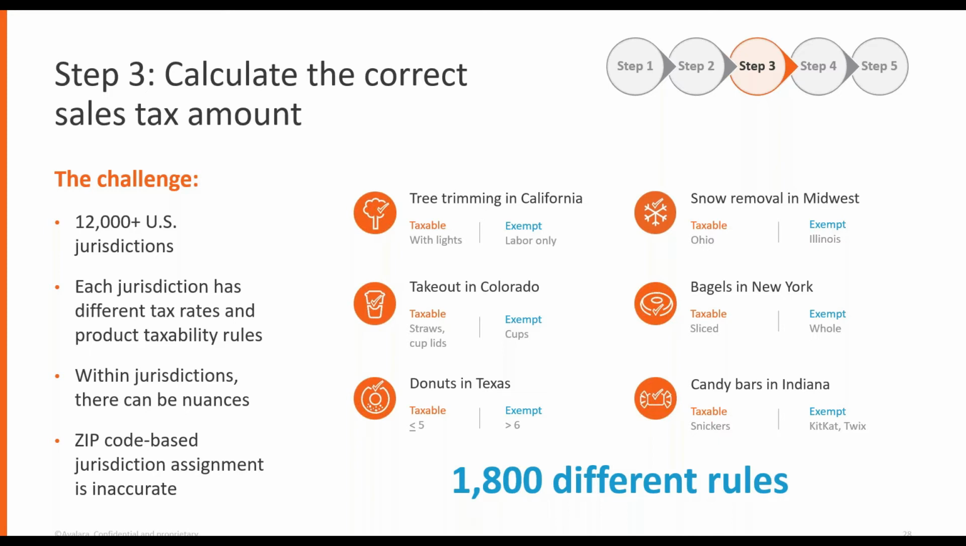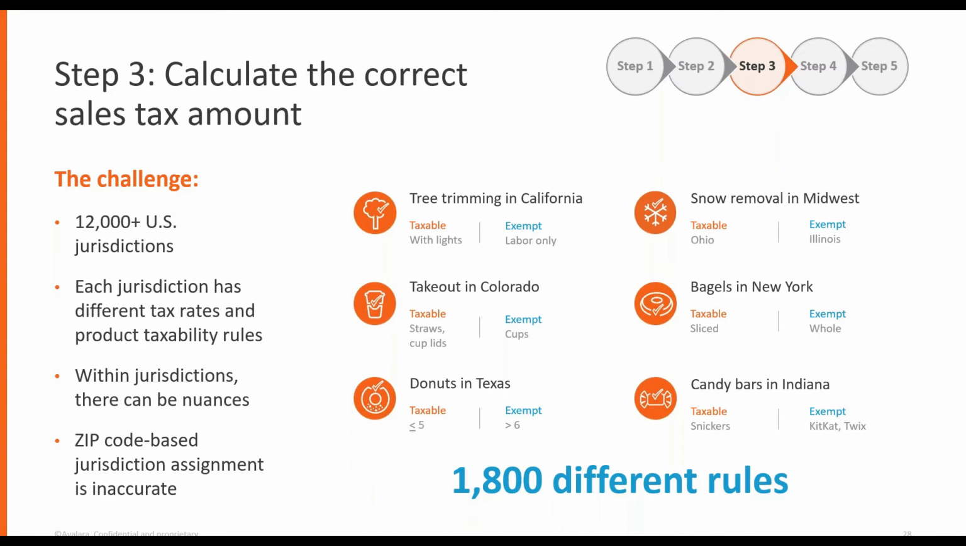The reason being is some zip codes can have upwards of 5 to 8 taxing jurisdictions or more within that particular zip code. So you want to make sure you get down to the jurisdictional level. The other thing is there are 1,800 different taxing rules within those jurisdictions. So taxability is a huge thing. And these are examples of all of the different things within different states that are taxable or exempt.